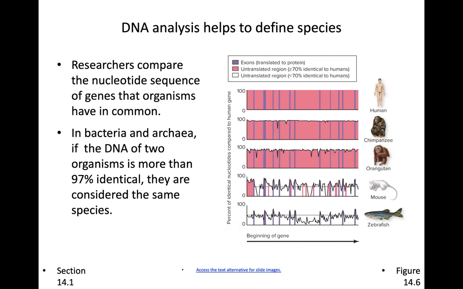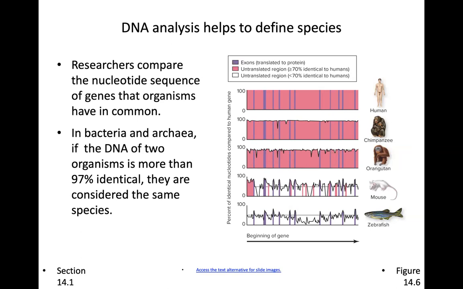The use of DNA analysis has helped to define species. Prior to DNA analysis, classification of species was based on physical characteristics that can be observed. DNA analysis is taking away those physical characteristics and looking at the raw material, the sequences that make up this organism. So researchers will compare the nucleotide sequence of genes that organisms have in common.